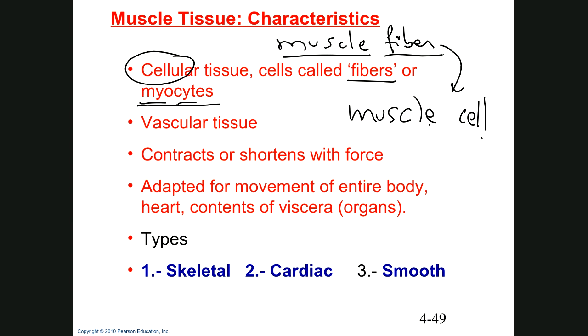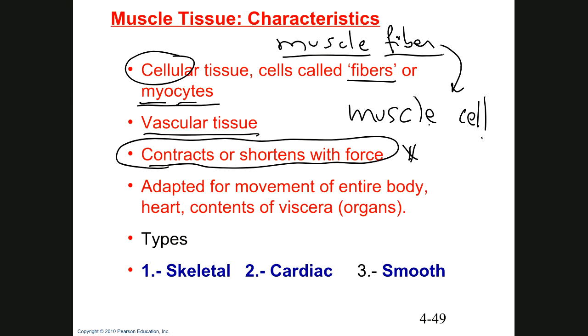Now, muscle tissue is vascular, so it does have blood vessels. In contrast with epithelial tissue, it can contract, shorten, and that is the function of the tissue right there. So all muscle tissue contracts, and it is adapted for movement of whatever the muscle is found. So it could be movement of bones, movement of the skin, movement of blood, movement of contents of an organ. We have three types of muscle tissue: skeletal muscle, cardiac muscle, and smooth muscle.